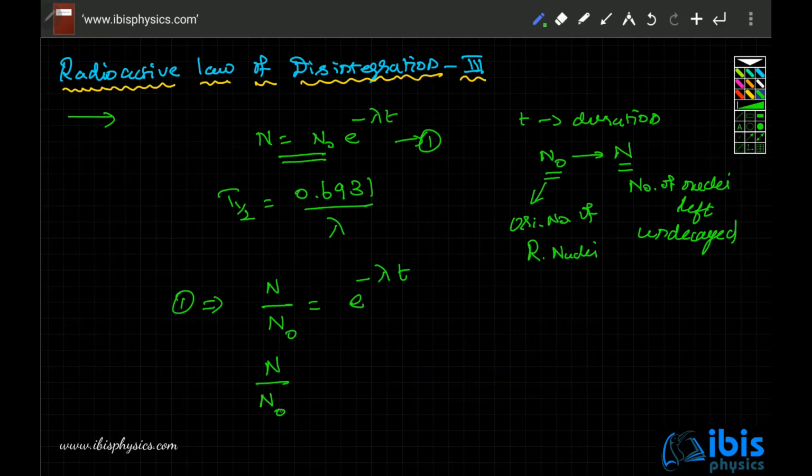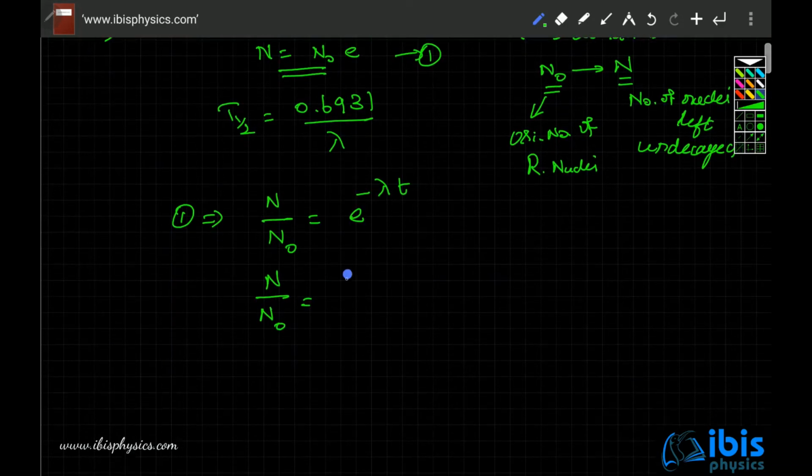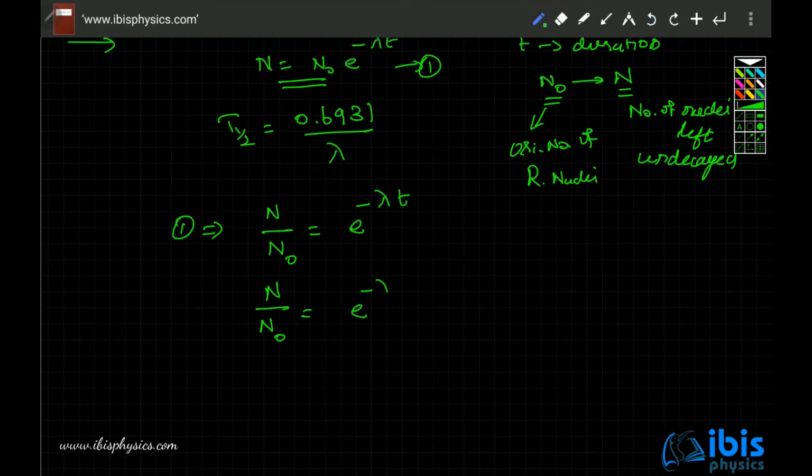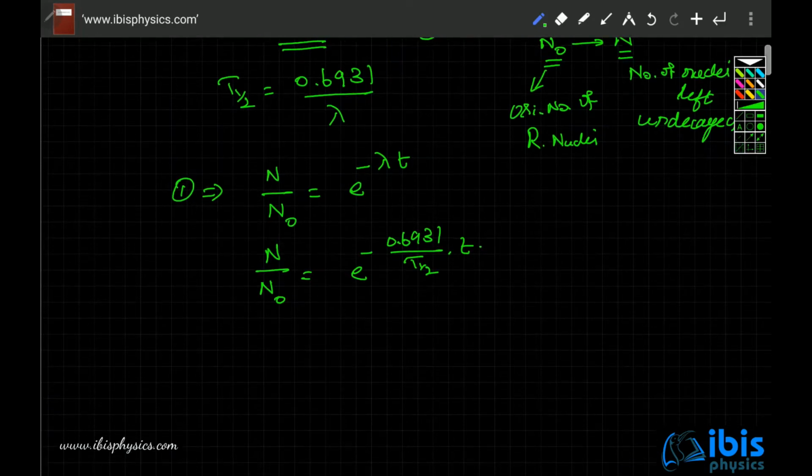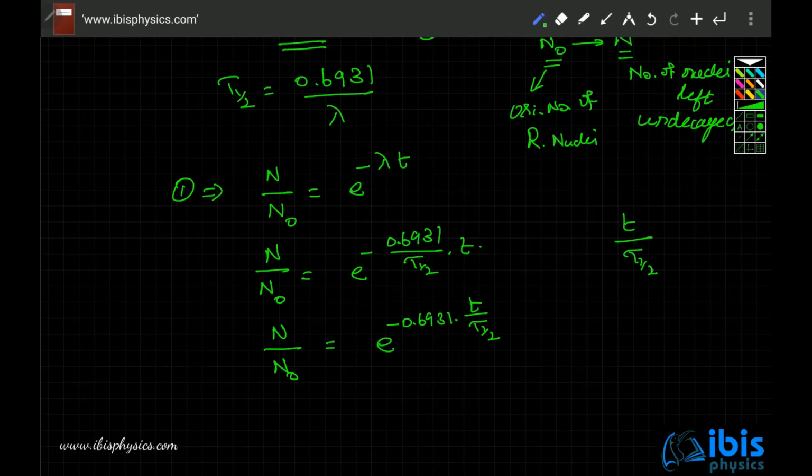What this N by N naught represents, we will discuss now. Instead of lambda, we substitute 0.6931 divided by t half, into total time t. So N by N naught equals e power minus 0.6931 into t by t half. What is total time by half-life? Total time by half-life is the number of half-lives.